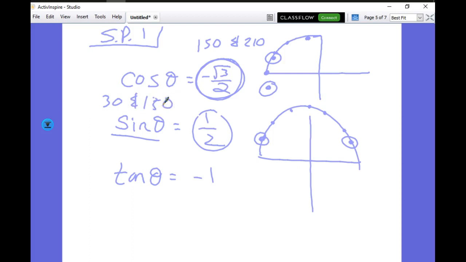Tangent, I look at the sign first, and I think, okay, it's negative, so I know we're in quadrant 2 or 4. And it's 1, so I know it's the middle. So I see my circle now. We're in quadrants 2 and 4 in the middle, here and here, so that's going to be 135 and 315.